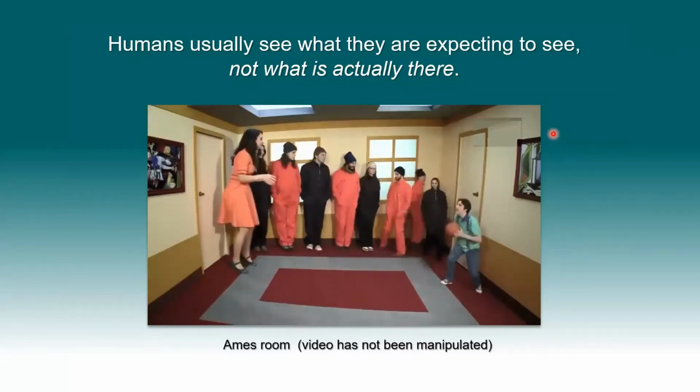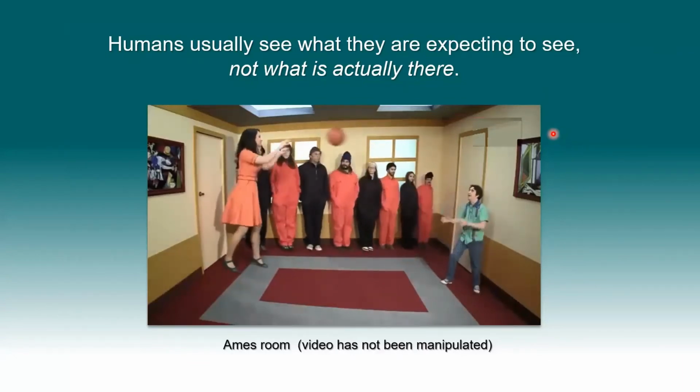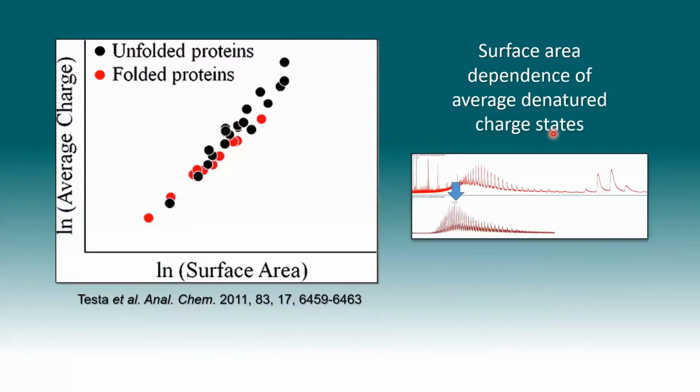Obviously, it's an optical illusion, but it's not what you are expecting. One group that took this result at face value decided that if the charge state in electrospray for native proteins is determined by the surface area, then the same thing should hold for unfolded proteins.